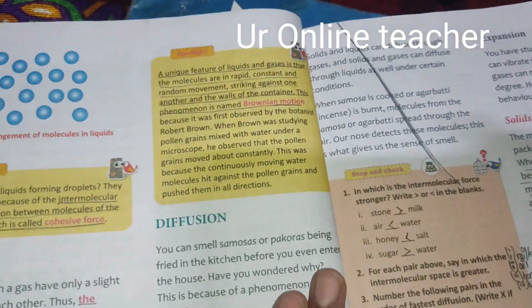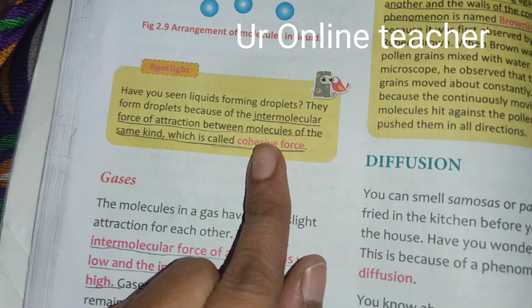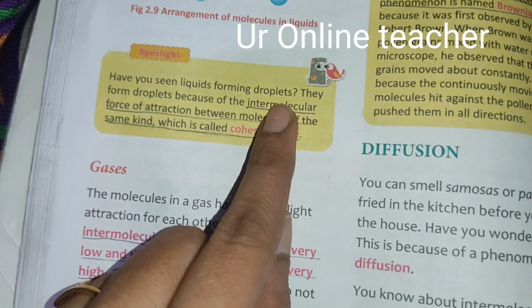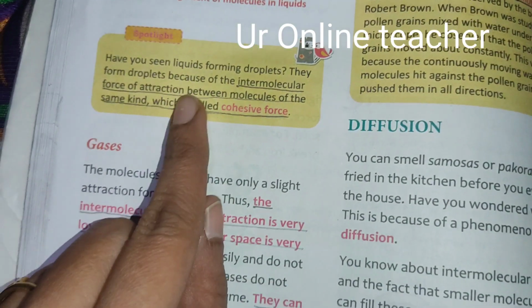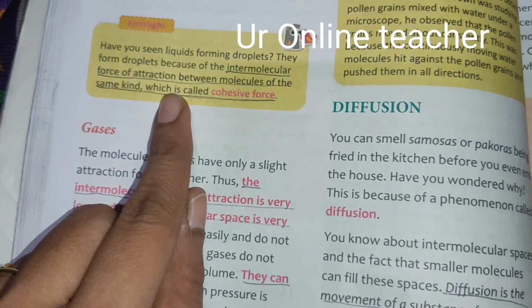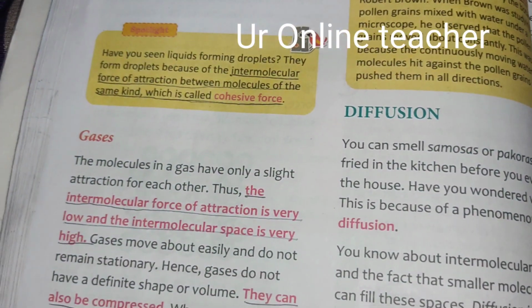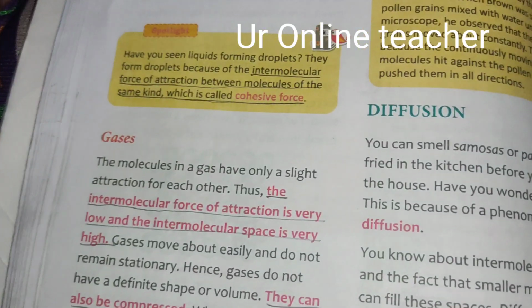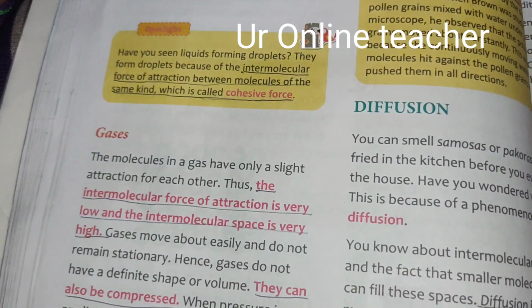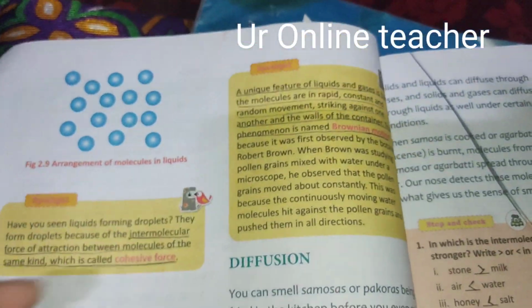Then, what is cohesive force? Have you seen liquids forming droplets? They form droplets because of the intermolecular force of attraction between molecules of the same kind, which is called cohesive force. I told you intermolecular force of attraction will be there between the molecules. Because of this, which is also called cohesive force, droplets are formed.